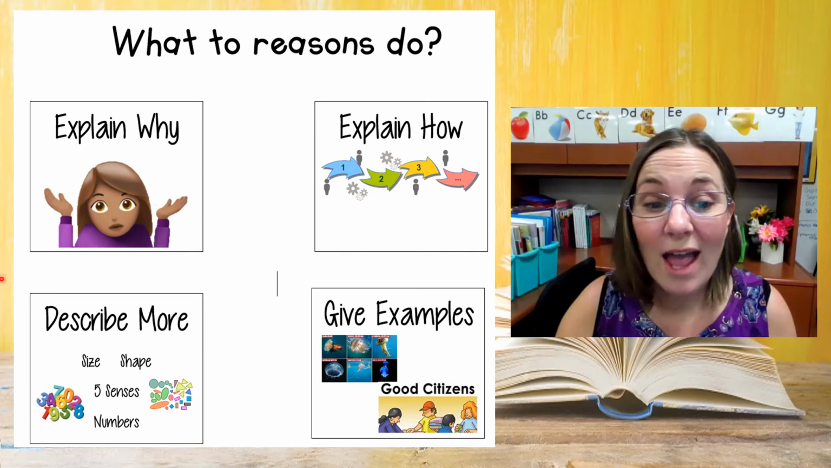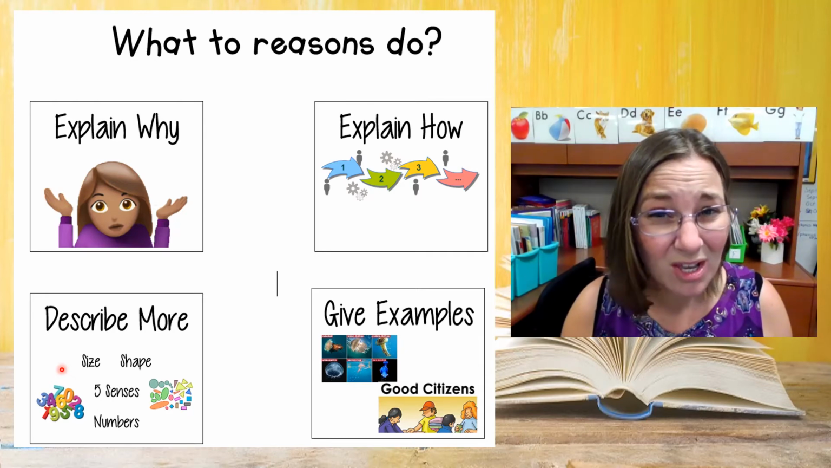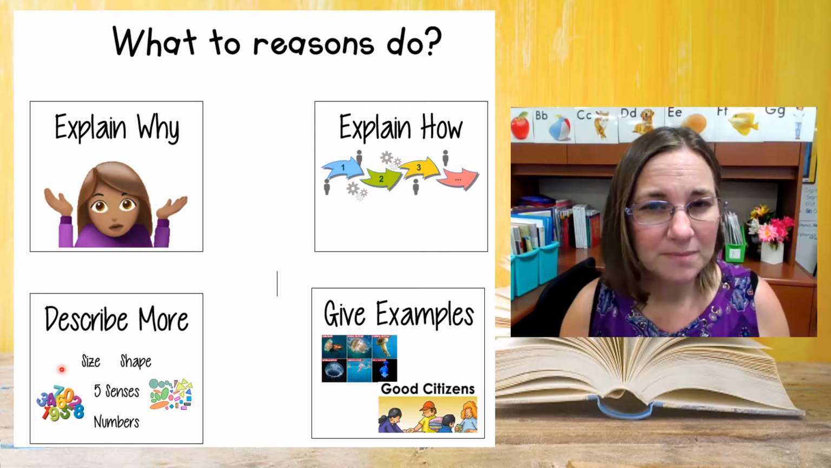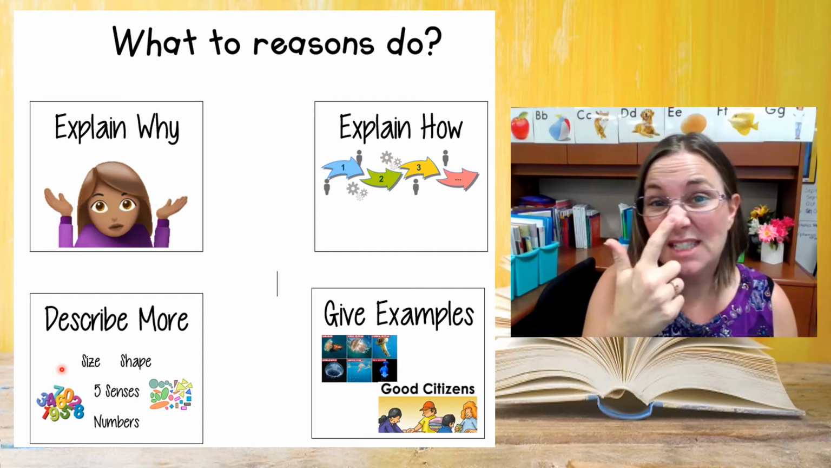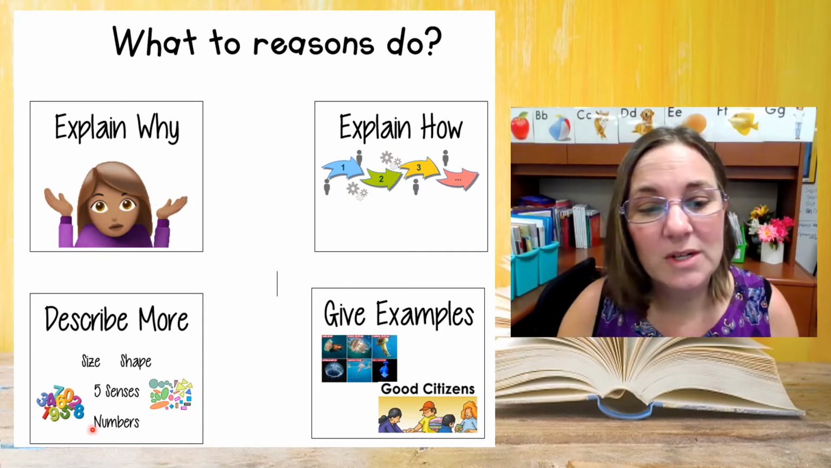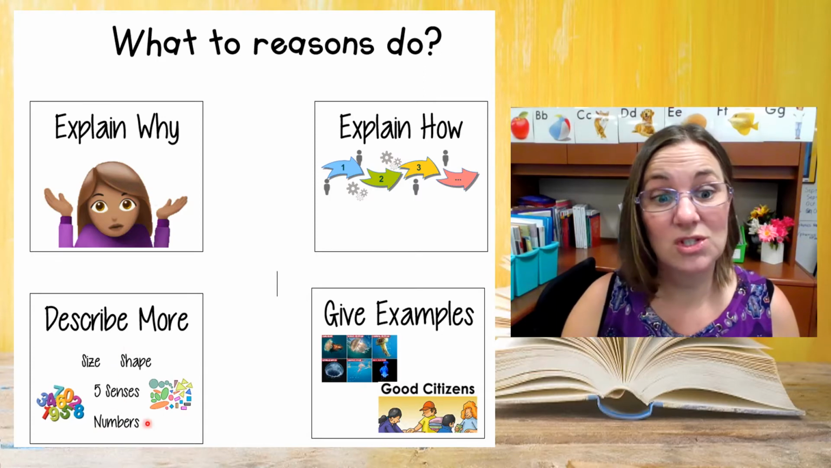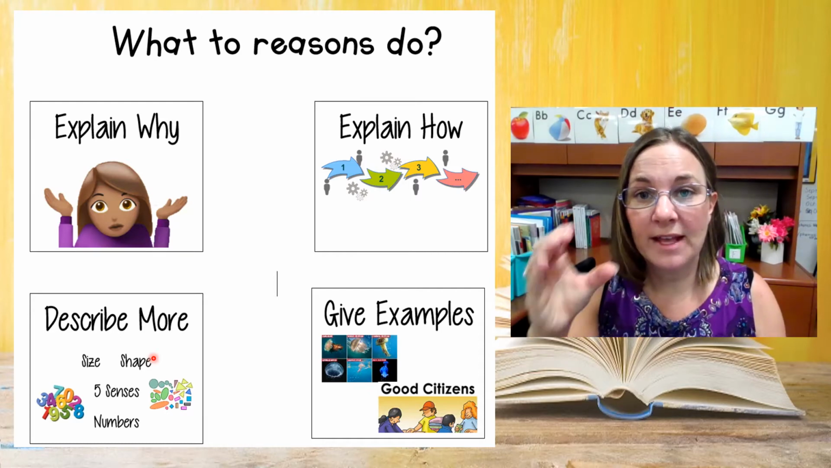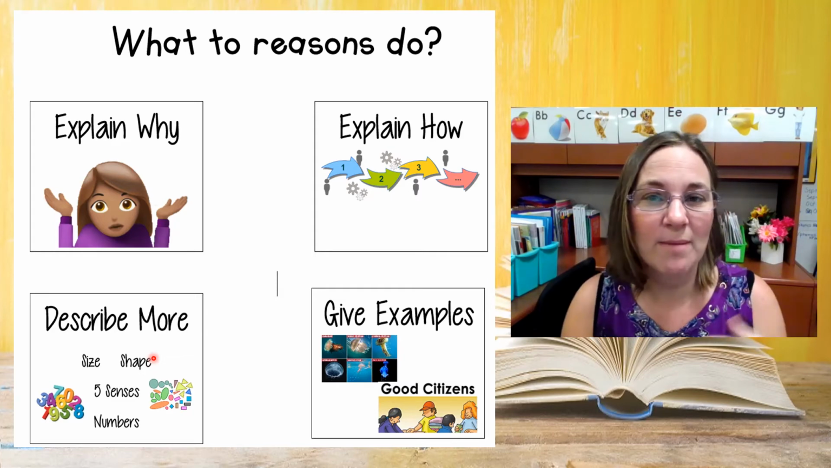Reasons can also describe more. Authors will sometimes use reasons that describe their topic so that you can get a good picture of it. You know these reasons are doing that if you see size or shape. You can use your 5 senses, like what does it look like, what does it sound like, what does it smell like or feel like, or if the topic is food, what does it taste like? Or numbers, it tells you how many of something there are. If you see those describing details, then you know the author's reasons are describing more. I like to go like this, describe more, because it reminds me I'm looking and I'm feeling and describing.